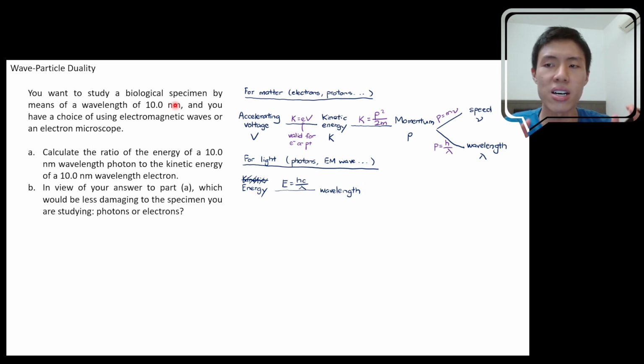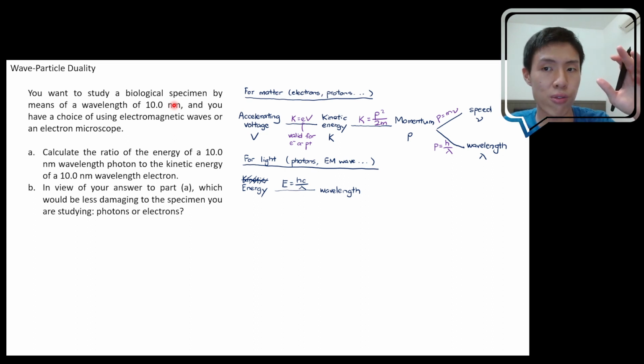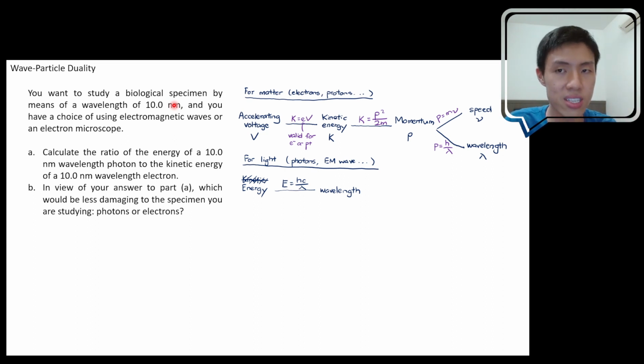Okay, if you're talking about electron microscope, then you're using electron and you want the electron wave to be having a wavelength of 10 nanometer. Electron wave might not be familiar to you, but if you think of electrons to be having wave properties, then we call it electron wave. So they want you to find the ratio of the energy of the 10 nanometer wavelength photon to the kinetic energy of the 10 nanometer wavelength electron.